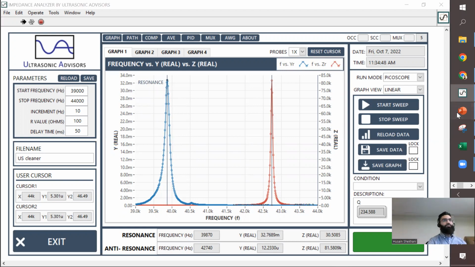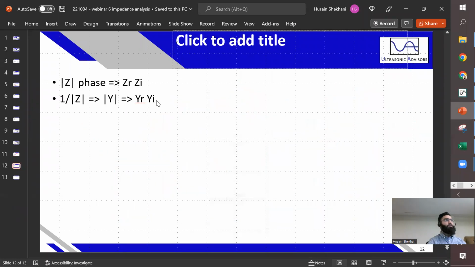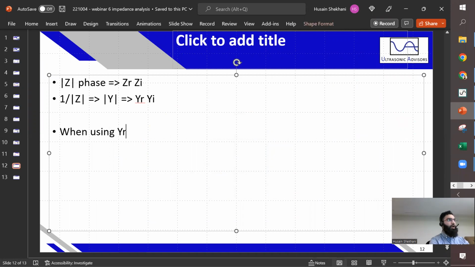So once you do this, when using YR for Q factor, I think it's called G, I forget the script for it. Use half the max for the bandwidth. It's not called the 3 dB bandwidth now, it's called the half power bandwidth.